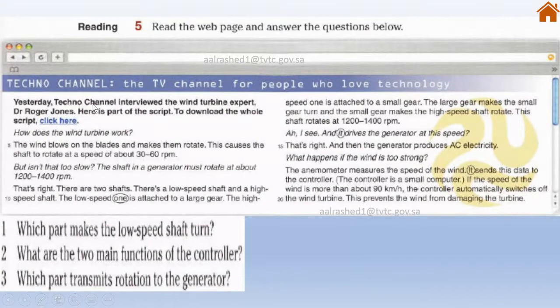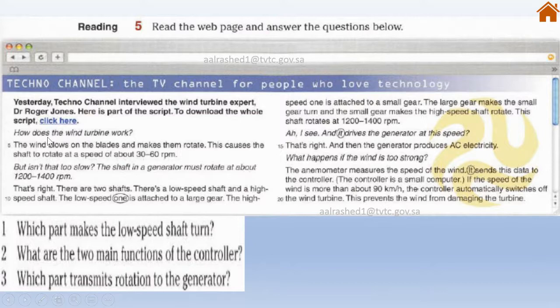Okay, yesterday, Techno Challenge interviewed the wind turbine expert who had a lot of years of experience, either a formal one, like he went through a college to understand turbine knowledge, or through experience as working as turbine engineer. So this is the meaning of expert. Dr. Roger Jones. Here's part of the script. To download the whole script, click here.